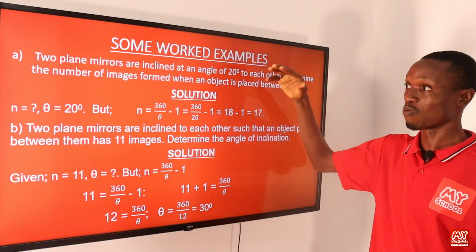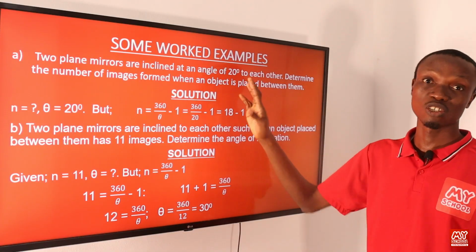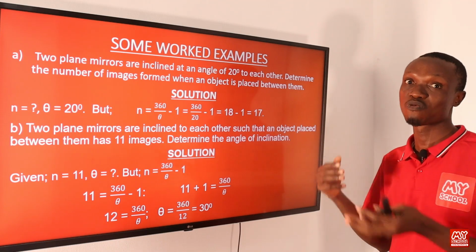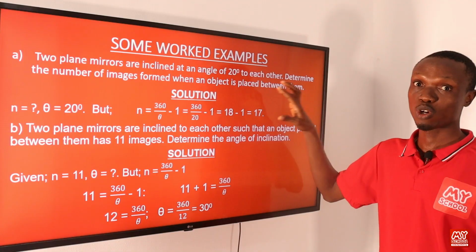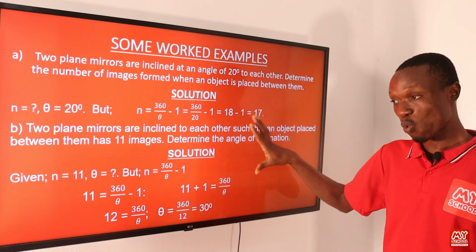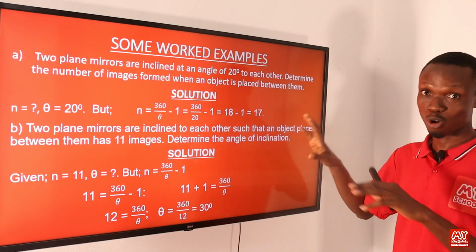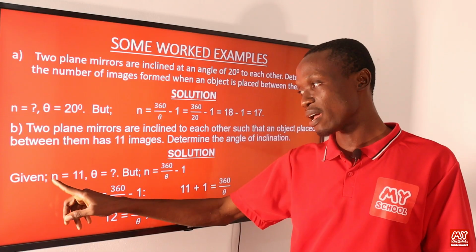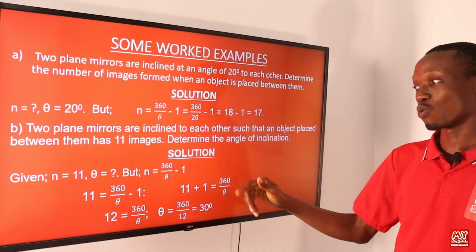For example, the first question that we just solved and the second one that we are going to solve, we discovered that we just use a single formula. We did not come up with any other formula. Of course, some questions in physics may need other formulas to solve. But for this one, we don't need any other formula apart from the inclination formula. So here in this question, we are given n to be equal to 11, and we are asked to determine the angle of inclination, which is theta.